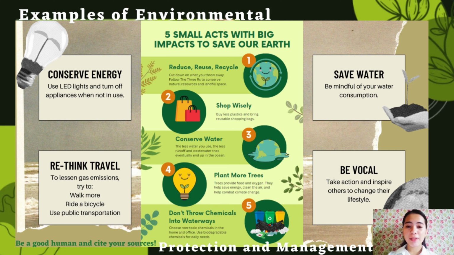Hi everyone, my name is Dizon and I'm here in front of you to give you some examples of environmental protection. We have the 5 small acts with big impacts to save our Earth. The first one is to reduce, reuse, recycle. The second one is shop wisely. The third one is to conserve water. The fourth one is plant more trees. And the fifth one is don't throw chemicals into waterways.